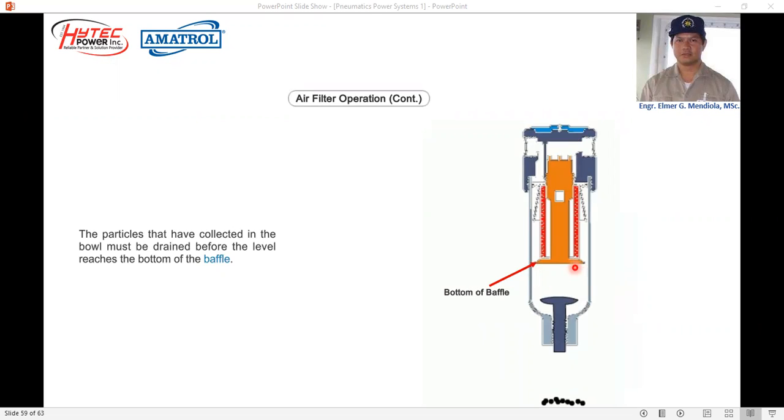There are two types of drain plug. One is manually operated, as shown here, and the other one is automatically operated. The manually operated drain valve, as the name implies, is used to drain the filter manually, usually before the system is operated or as needed. But if the filter operation is high, it is recommended to use the automatic type, which discharges the collected particles automatically.